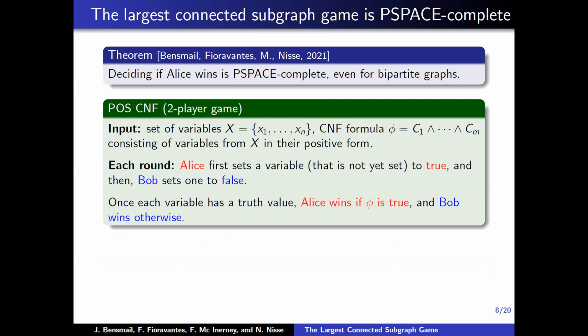So the input is a set of variables X, and a CNF formula phi that consists of variables from X in their positive form only. In each round, Alice sets a variable that is not yet set to true, and then Bob sets one to false. Once all the variables have been assigned values, Alice wins if phi is true, and Bob wins if phi is false.